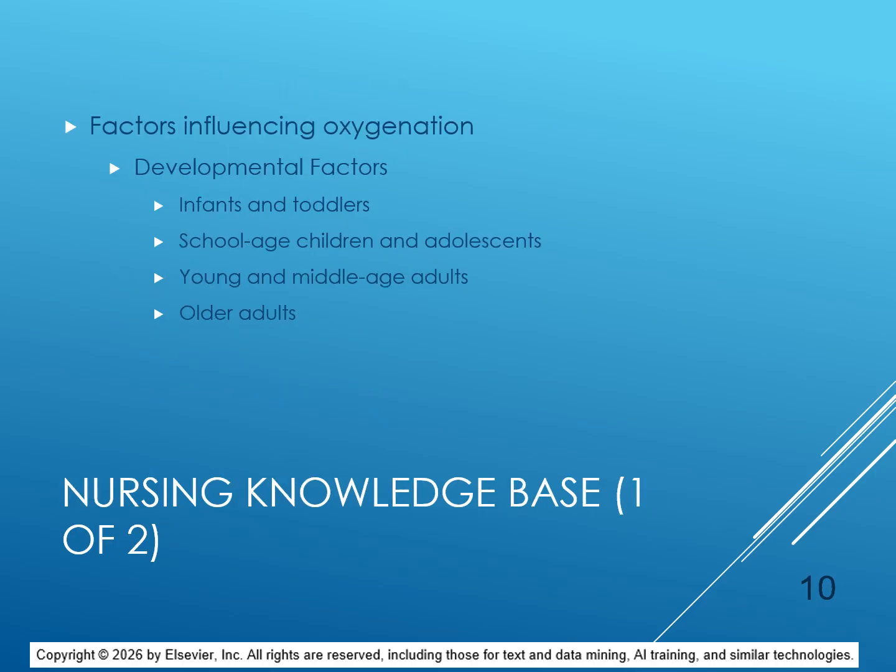Okay, so factors influencing oxygenation, developmental factors. For infants and toddlers, they have higher rates of infection from ages 3 to 6 months, okay? So they're at risk of upper respiratory tract infections, especially when they're exposed to secondhand smoke. All right, and also they like to put things in their mouth, so their airway can be occluded by foreign objects.